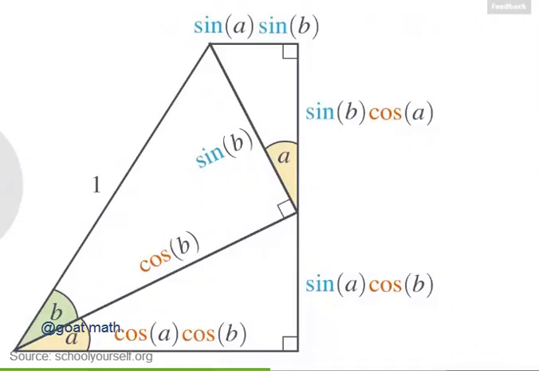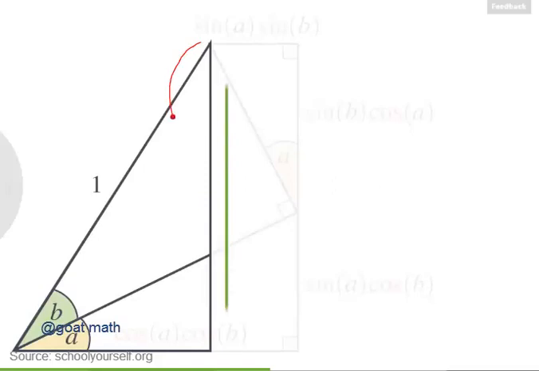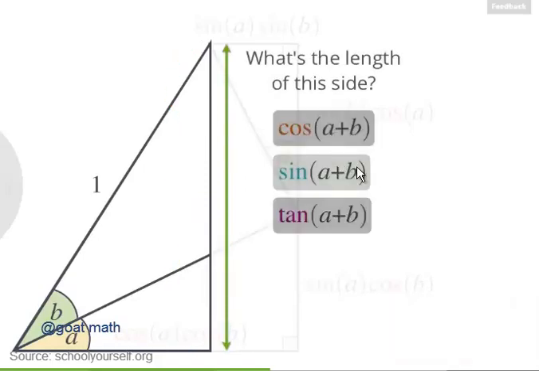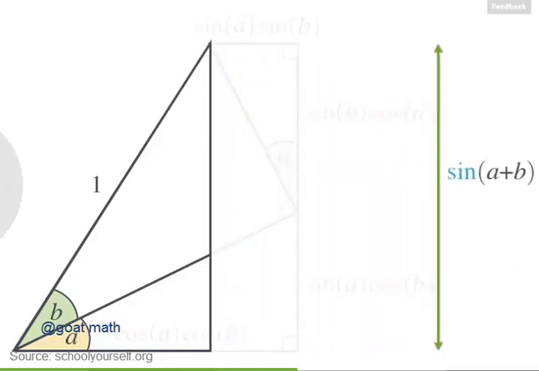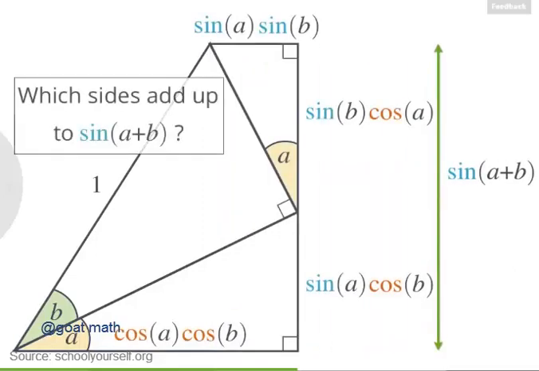It's time to find some identities. Let's draw one more right triangle here. What's the length of this side over here? Right, this length is the sine of A plus B. Now which sides here add up to the same length as the sine of A plus B?